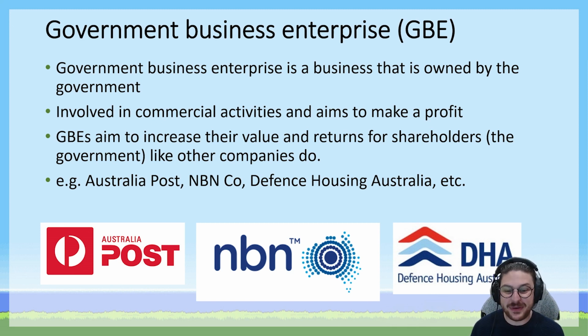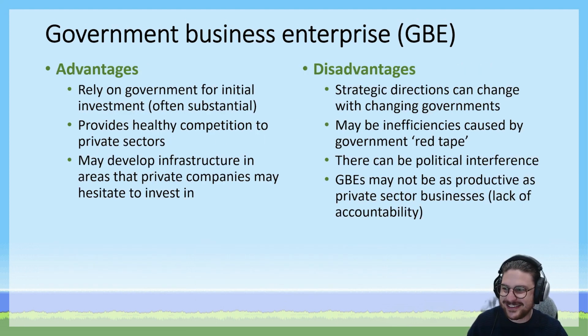But Australia Post, NBN Co, and DHA, or Defence Housing Australia, are still modern examples of government business enterprises. These are businesses that undertake commercial activities, they sell goods or services, they try and be competitive in the market, and it just so happens that their one and only shareholder is the government. So, well, that's their whole story, right? We know what a private limited company is. We know that they sell things. The GBE tries to sell things and be profitable and make profit that they can return to its shareholder, but that shareholder is the federal government, which is just an interesting quirk of GBEs.